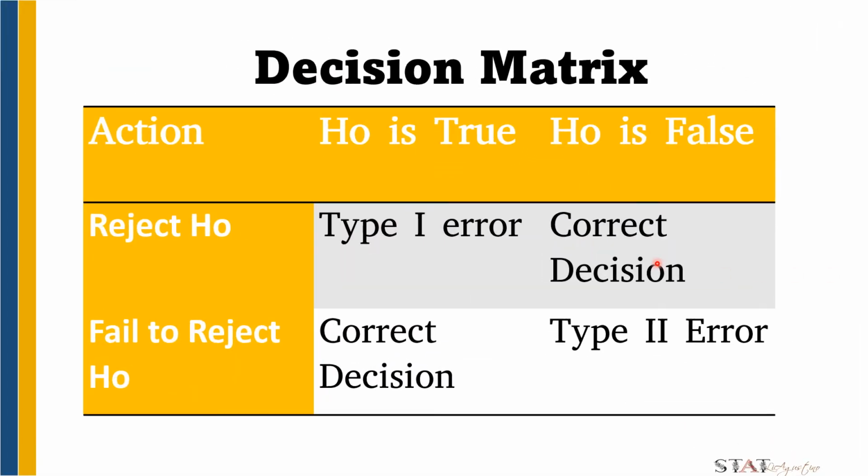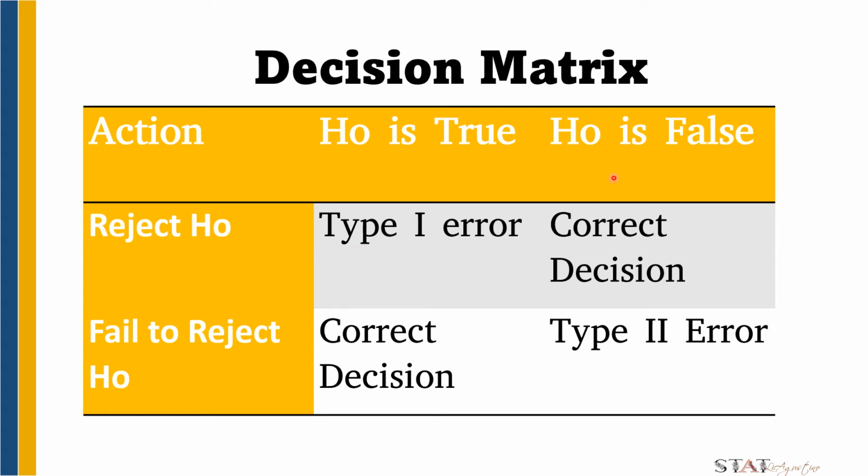To show you in matrix form, this is a decision matrix. This is your action. In reality, for example, H0, your null hypothesis that there is no significant difference, is true. But your action, you reject it when actually it is true, then you committed a type 1 error.